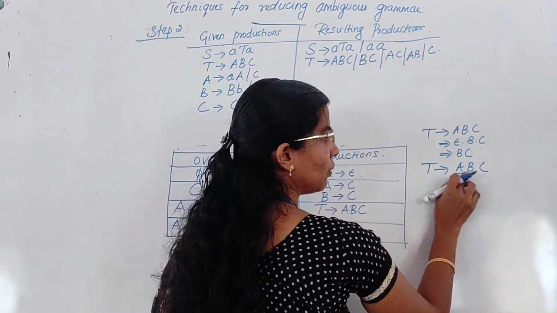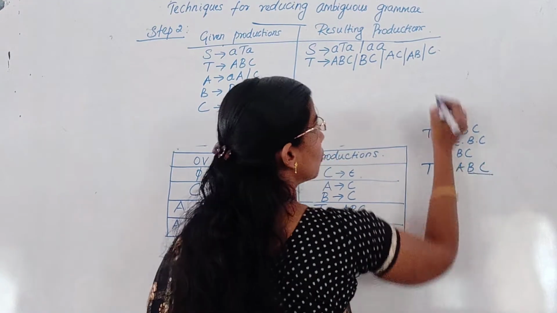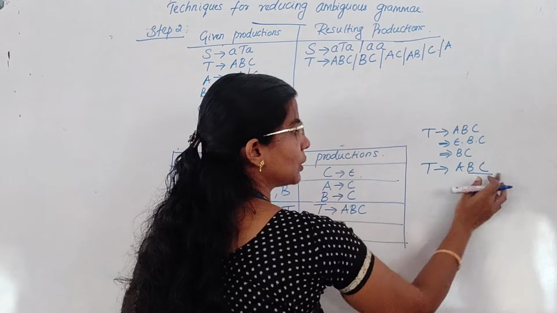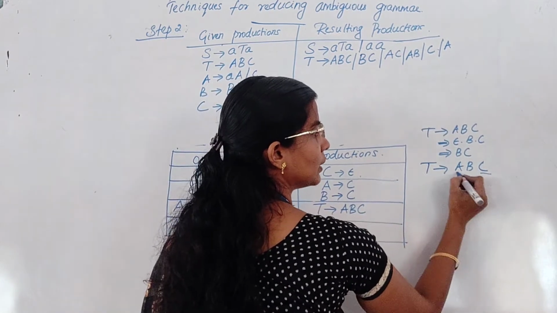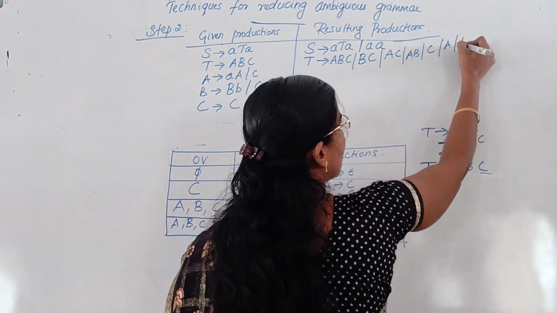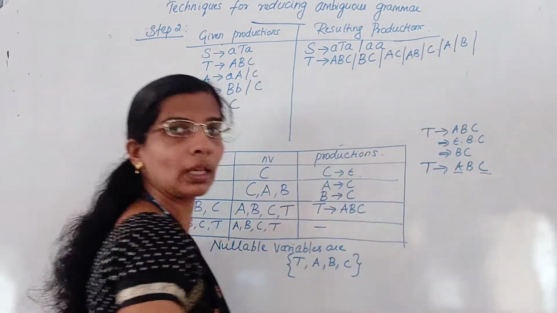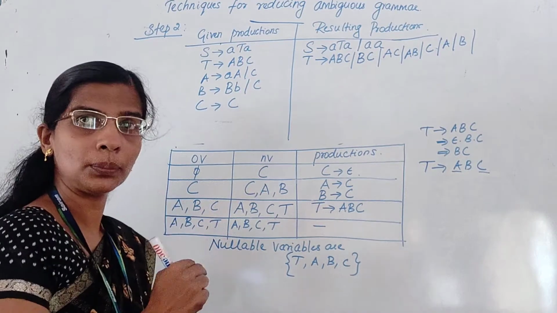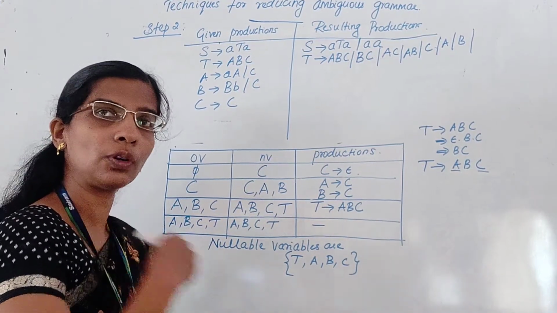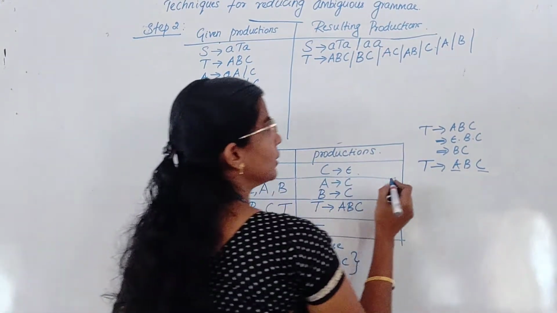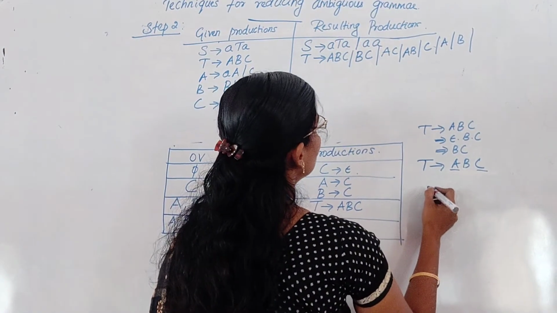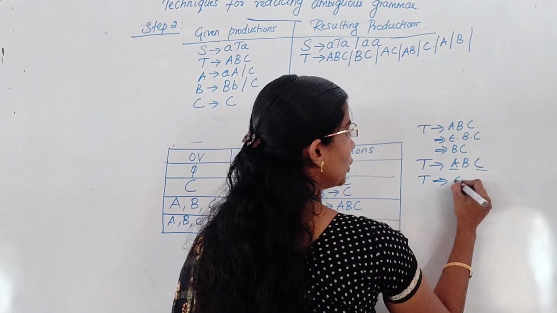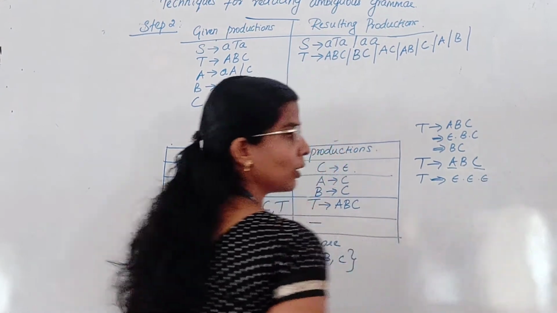Next you substitute null for B and C. What you will get? A. Next you substitute null for first and last. What you will get? You will get B. Two variables I am substituting null. And then the third one, what I have to do, substitute null for all three together. So when you substitute null for all three variables, what you will get? You will get only epsilon.